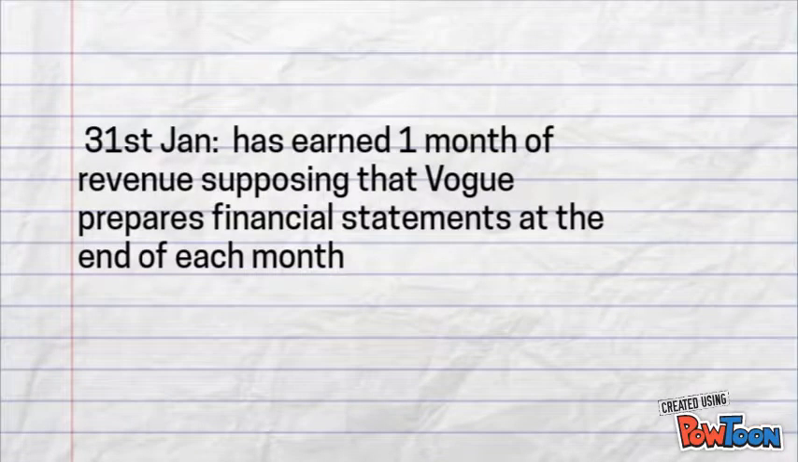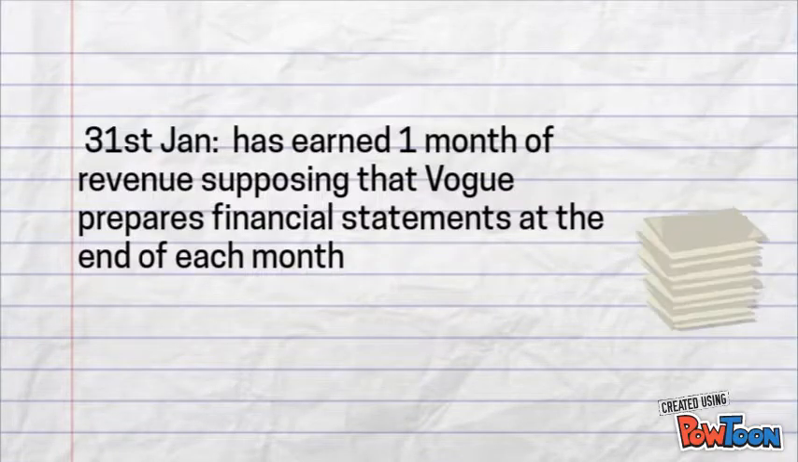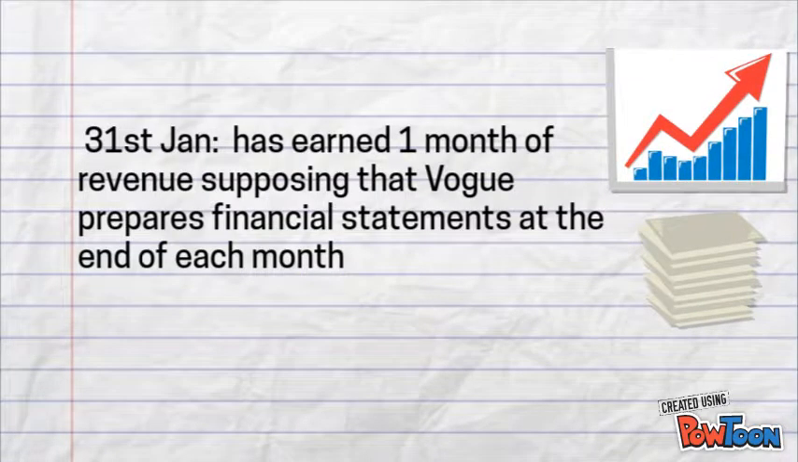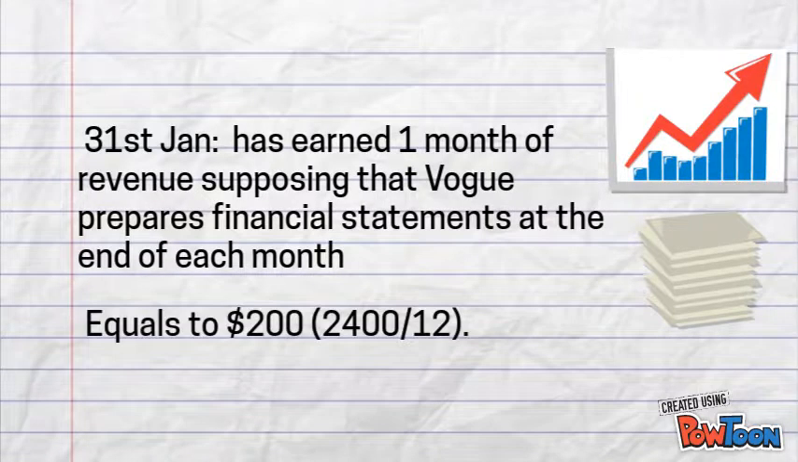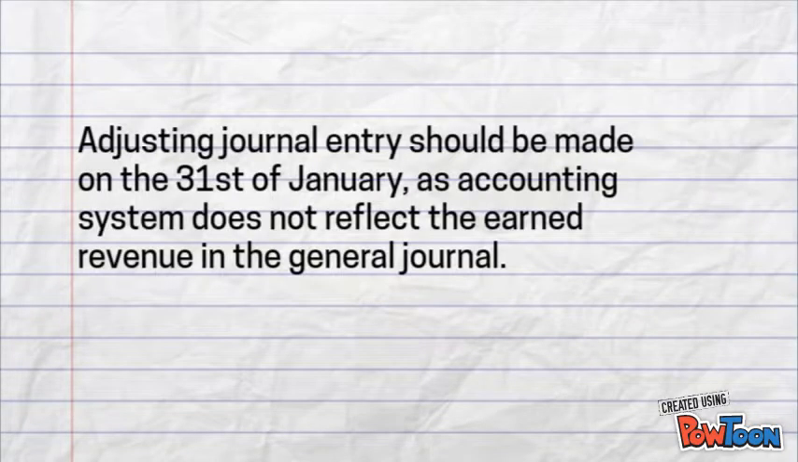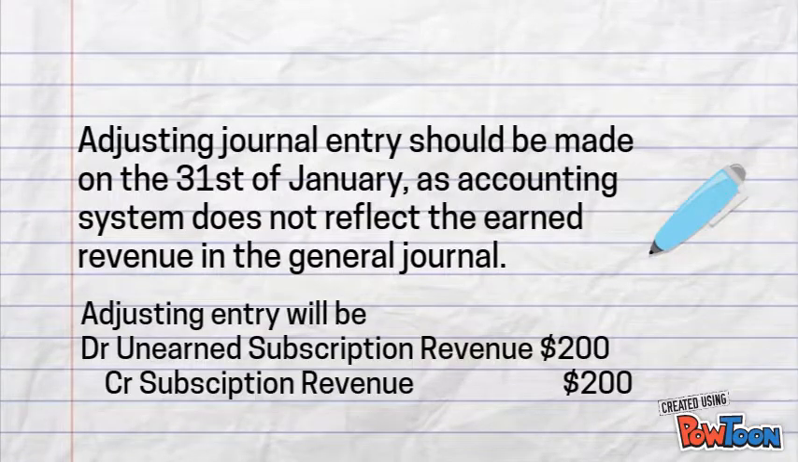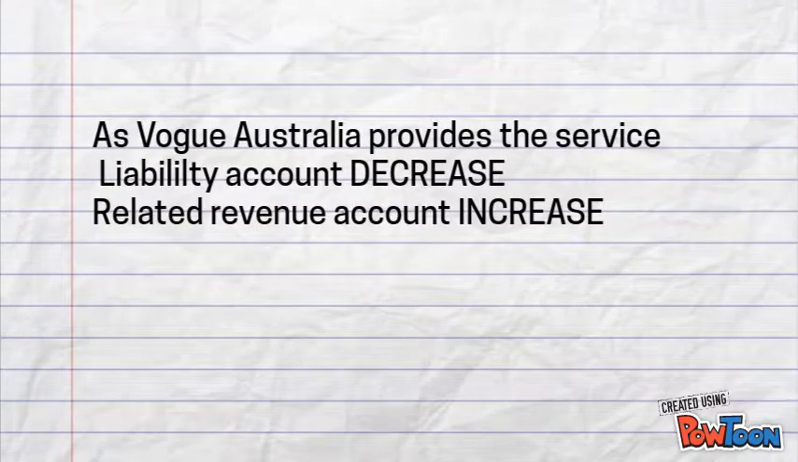As of 31st of January, the company has already earned 1 month of revenue, supposing that Vogue prepares financial statements at the end of each month. This will equal $200. Therefore, the adjusting journal entry should be made on the 31st of January, as the accounting system does not reflect the earned revenue in the general journal. The adjusting entry will be a debit to unearned subscription revenue of $200 and a credit to subscription revenue of $200. As Vogue provides the service, the liability account will decrease and the relative revenue account will increase.